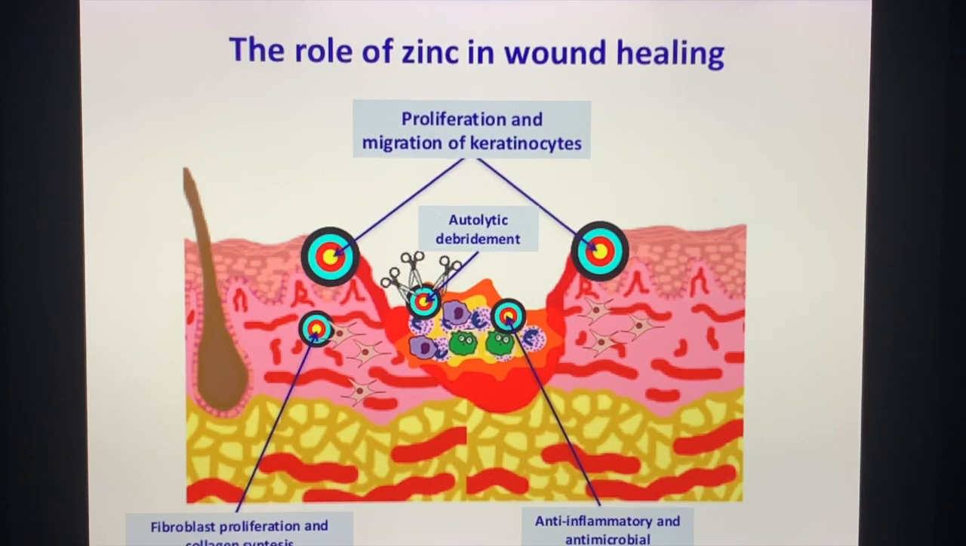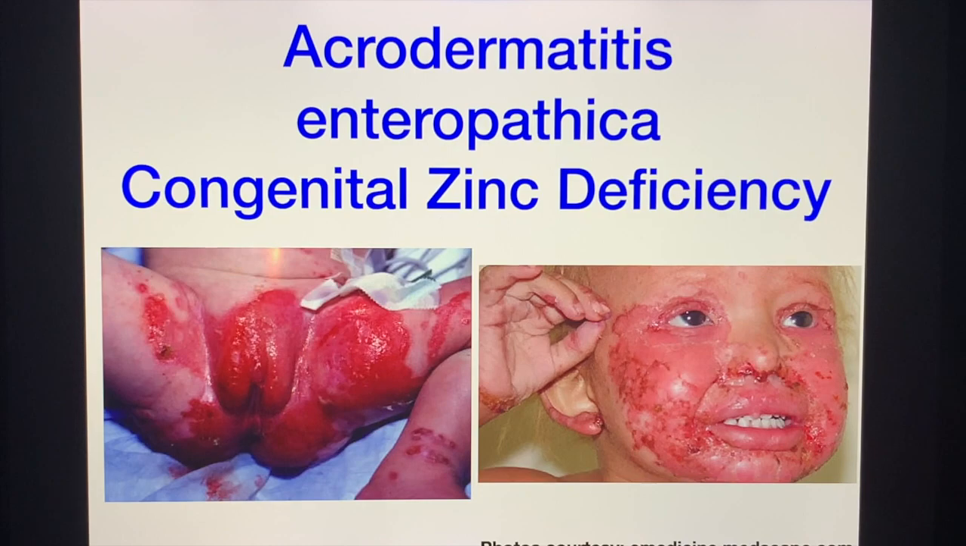So the role of zinc in wound healing: proliferation and migration of keratinocytes, autolytic debridement, anti-inflammatory and antimicrobial properties, and fibroblast proliferation and collagen synthesis. Now please memorize this by heart.